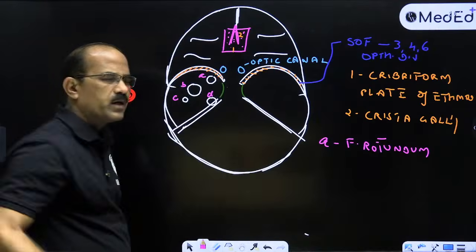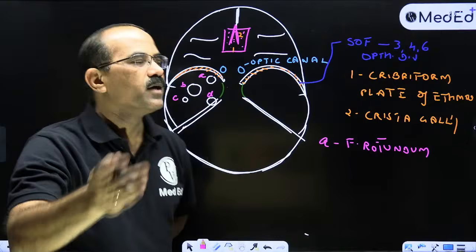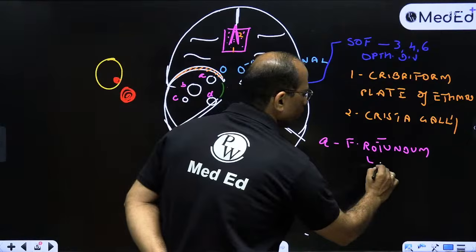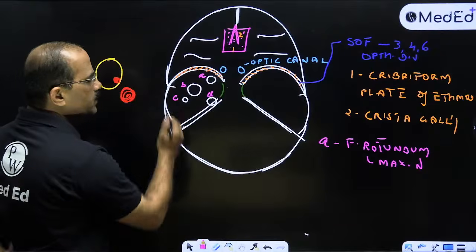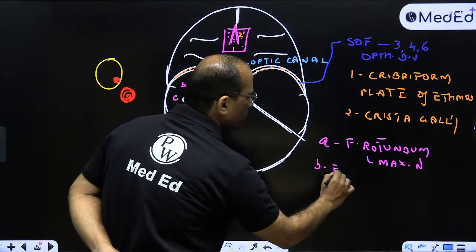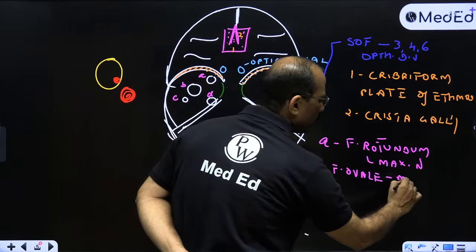और foramen rotundum से क्या निकलता है? What leaves the skull through the foramen rotundum? That's maxillary nerve. यहां से क्या जाता है? Maxillary nerve. ठीक है. What is B? B is the foramen ovale. Foramen ovale. And what passes through foramen ovale?